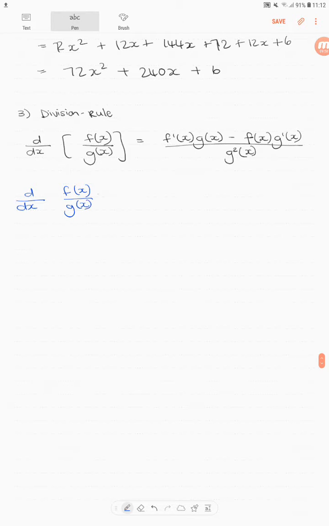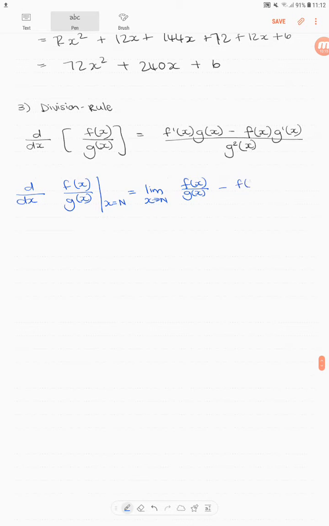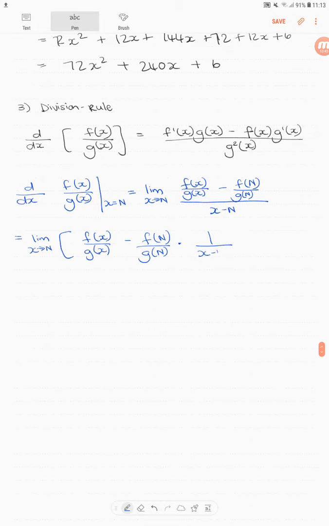So it's the derivative with regards to x of f of x divided by g of x at x equal to n. That means we want the limit as x approaches n of f of x divided by g of x minus f of n divided by g of n, everything over x minus n. To simplify this, we take the limit as x approaches n of f of x g of x minus f of n g of n, times 1 over x minus n.